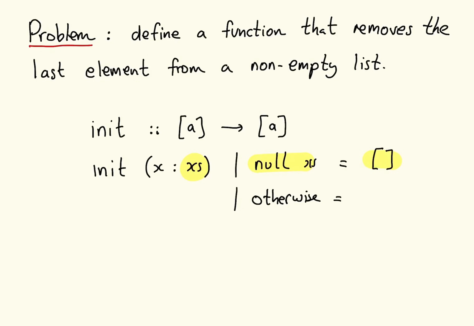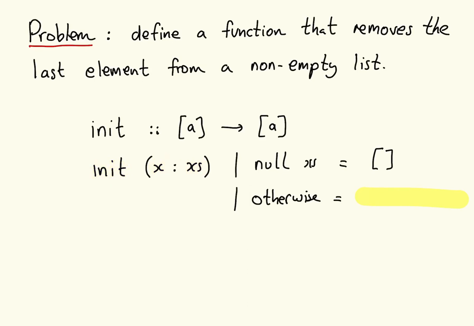Then the next step is to list the ingredients to help us define this part. So what do we have this time? Well, we have the init function, we have the two parameters x and xs, and we have any library functions and constants to do with lists. So that brings us on to the next step, which is to define this particular case.